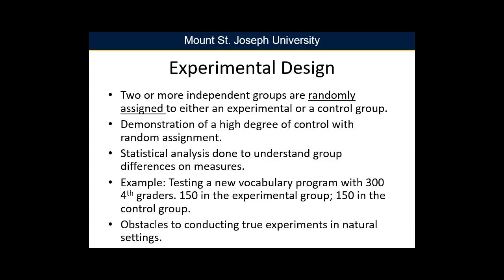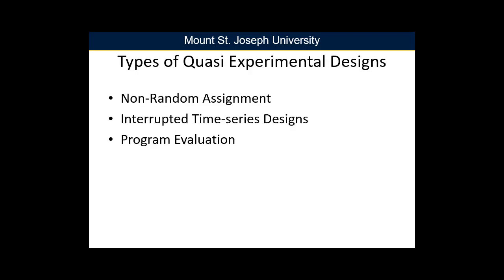This can prove to be difficult in school settings where children are part of classes, and a school is not keen on letting researchers reassign children to instructional groups. When random assignment is not possible, a quasi-experimental design may be used. There are a number of different quasi-experimental designs.